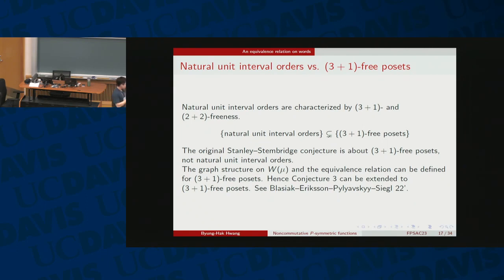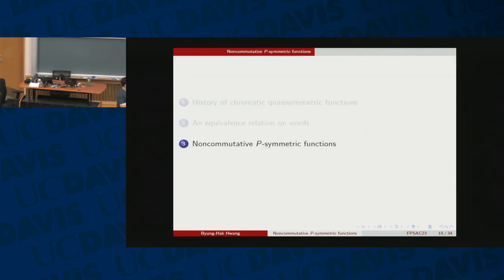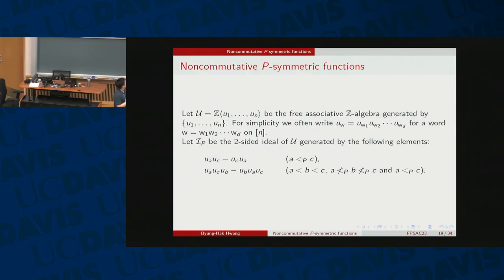I defined the equivalence relation for natural unit interval orders, but it does not depend on the (2+2)-freeness. So we can extend the equivalence relation and the refinement to (3+1)-free posets. In this direction, Blasiak, Eriksson, Pylyavskyy, and Siegel have made some progress. Okay, now we'll move on to the next part.